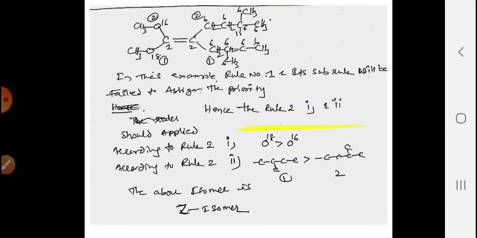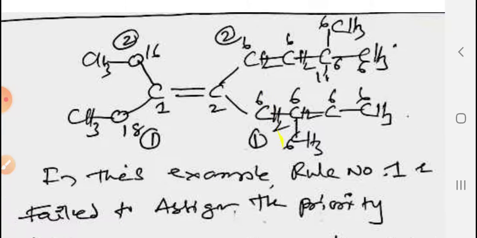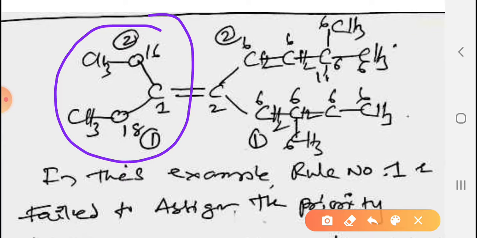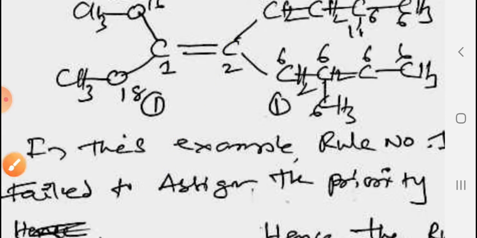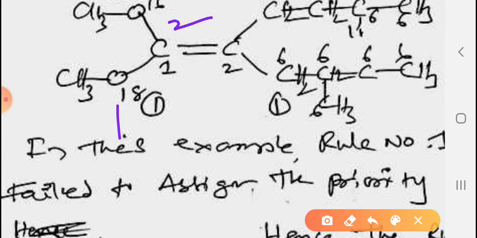So next, coming to the next example. In this example, already explained here, sub rule 1 and 2 are exhausted. Rule number 1 and sub rule both are exhausted because 8, 6, next 1. So now it is exhausted, hence we have to use the other rules. According to other rules, there are 2 isotopes, hence the one with more isotopic mass is this one. More isotopic mass is this one, hence it is 1, it is 2.